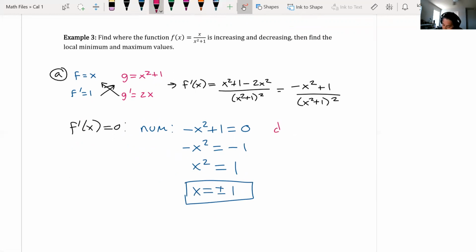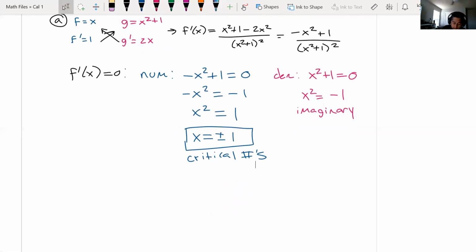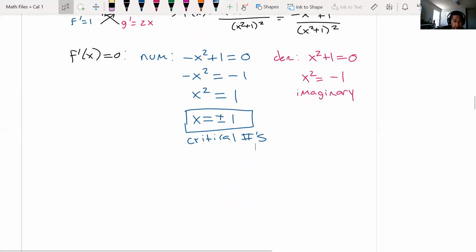And then you set the denominator equal to 0. I don't need that squared in there. I just need that x squared plus 1 equal to 0. You move that 1 over and we stop because you get imaginary or complex numbers. So these are the only critical numbers. Okay. And now we test.